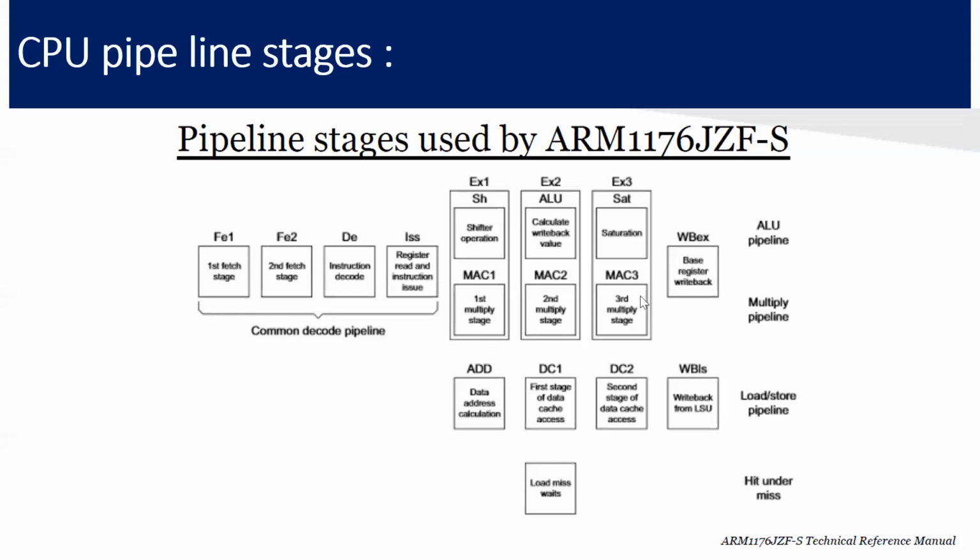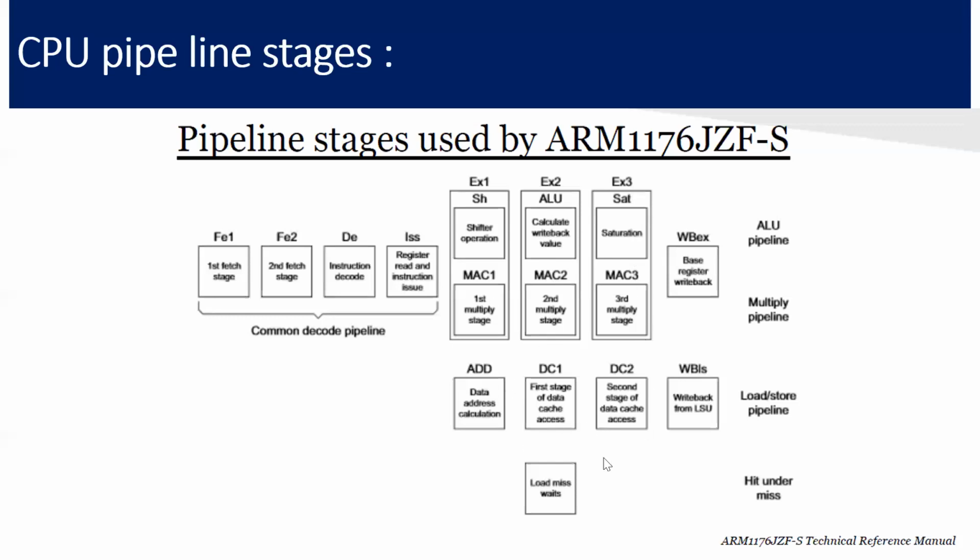And in these stages you can observe there are three stages. During first execution, MAC 1 is there, second execution MAC 2 is there, third execution MAC 3 is there. So here you can observe three stages. In the first stage, you can observe the shift stage. In the second stage, there is an ALU operation. And in the third stage, there is a saturation operation.